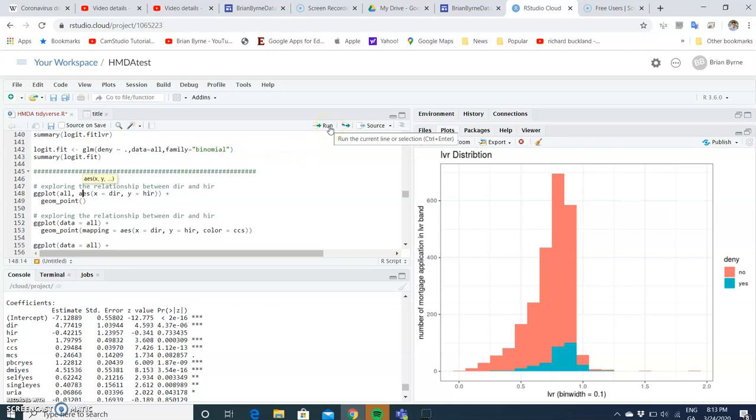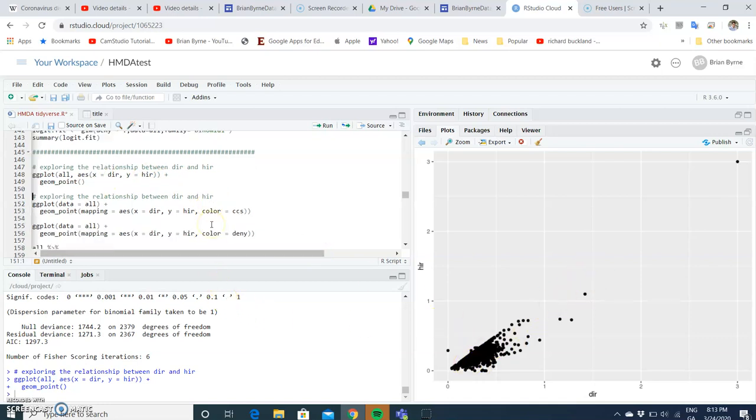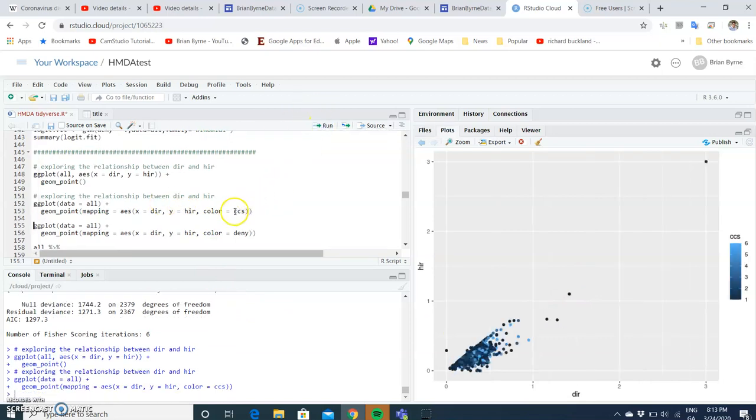Okay, we can do some more plotting relating the DIR, that's the debt service to income ratio, and the housing expense to income ratio. Broadly, there's a positive relationship between the two. We could introduce some color here for credit score, so we have the highest credit score to the lowest, or the best credit score to the worst, and perhaps nothing immediately that we can read here.